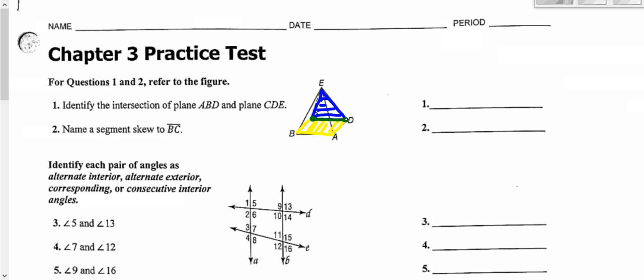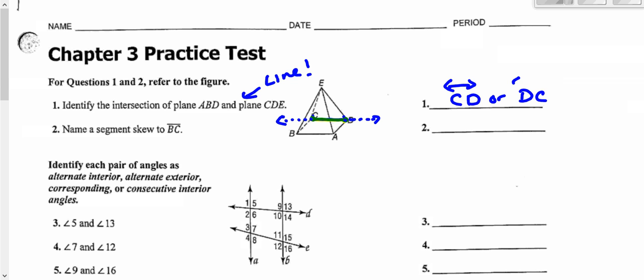Now, let's go ahead. I'm going to erase what I colored in the blue and in the yellow, so then we can see what exactly that kind of shape is. Now remember that two planes always intersect on a line. So we need to write a line. Now you'll notice that I have the C and the D. Now technically these could continue on forever here. So we're going to write that the answer here is line CD, or you could write line DC. Either way is fine.